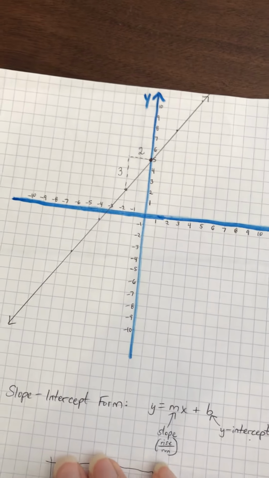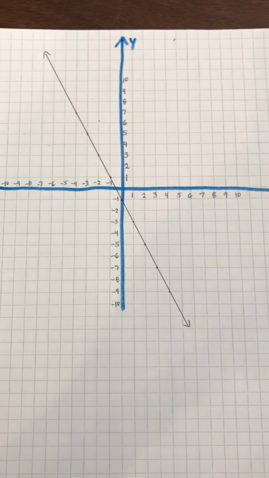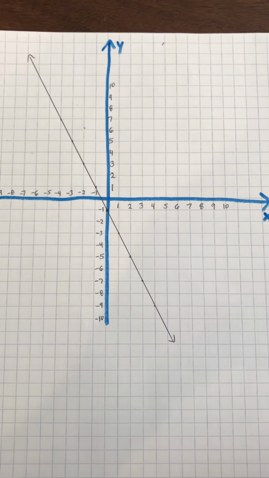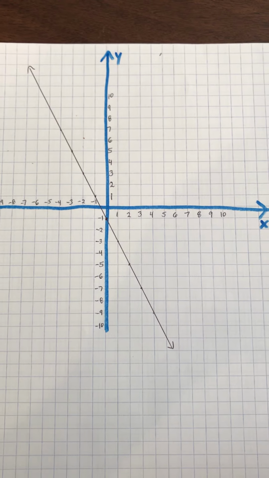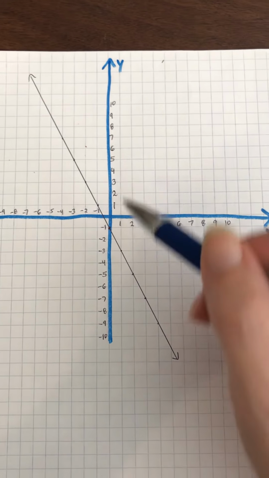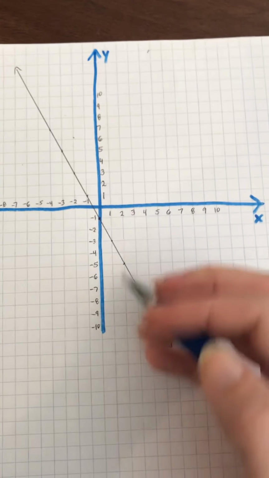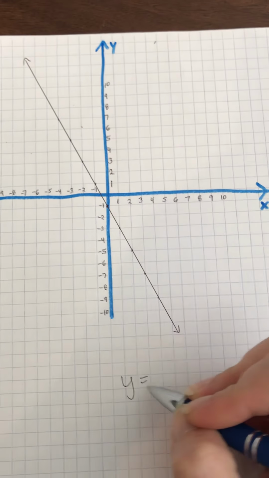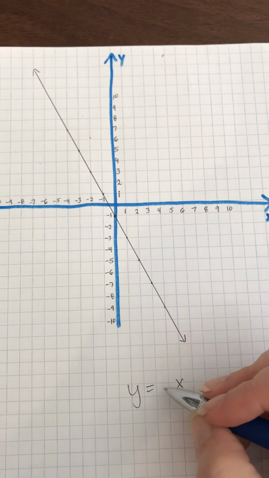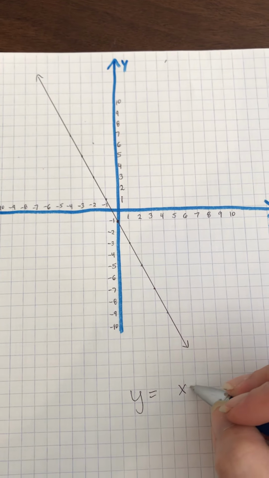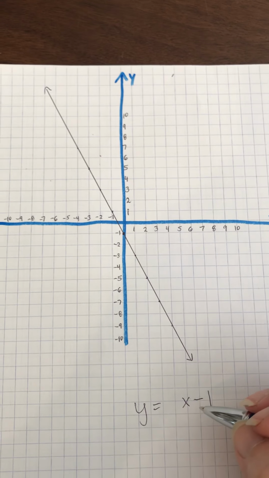Okay, now let's do just one more example. I've got another graph, and again we want to write the equation in slope-intercept form. So if you look at your y-intercept, where the graph crosses the y-axis, it's here at -1. So we know it's going to be y equals something times x for your slope, and then that our y-intercept is going to be -1.